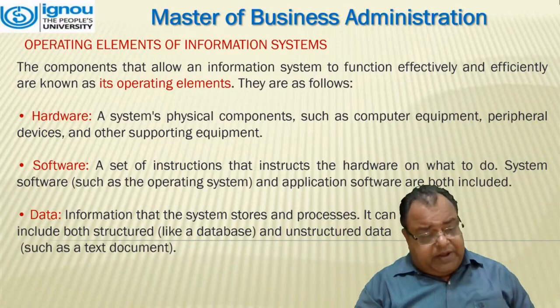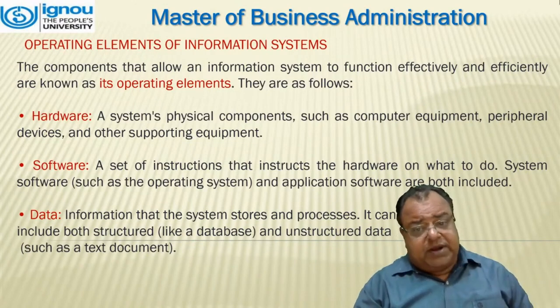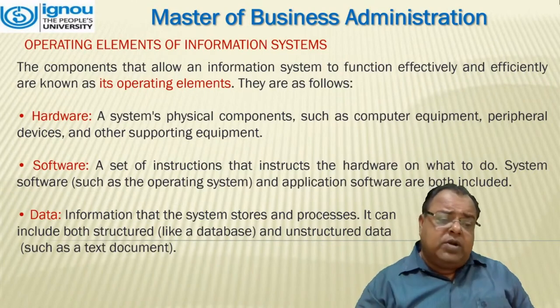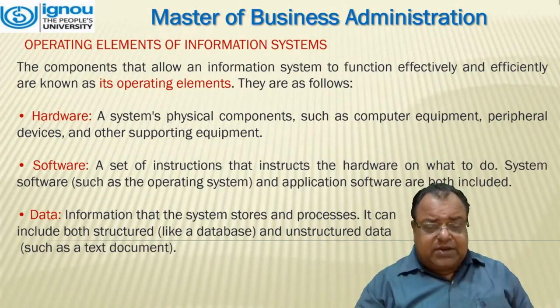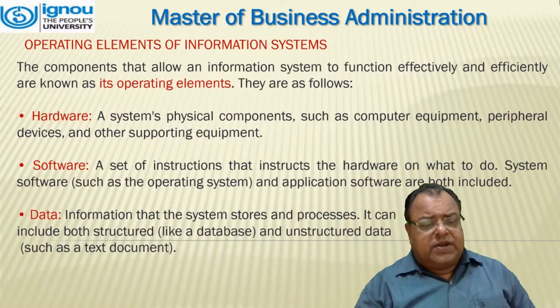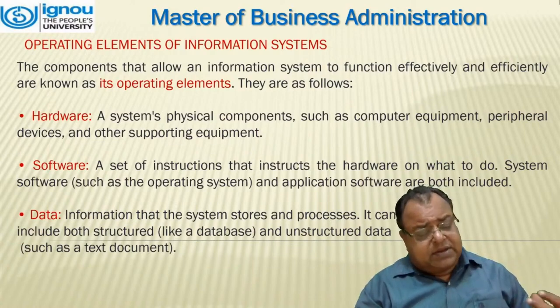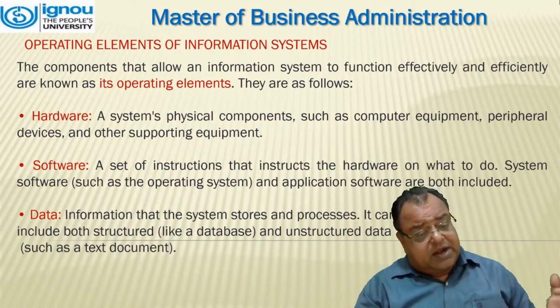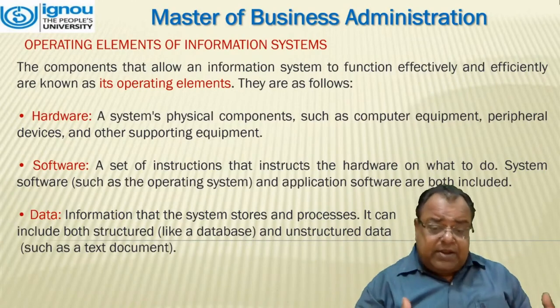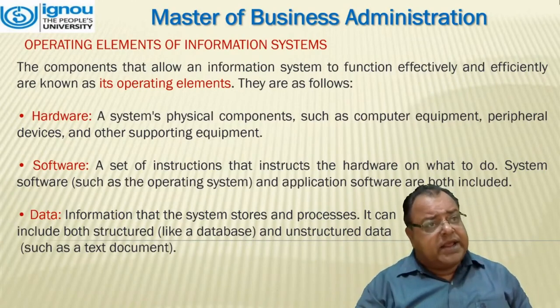They are hardware: a system's physical components such as computer equipment, peripheral devices, and other supporting equipment are a part of hardware. And if we talk about software, it is a set of instructions that instruct the hardware on what to do. System software such as operating systems and application systems are both included in it. Then comes the third part, that is data. Information that the system stores and processes. It can include both structured data, like a database, and unstructured data such as a text document.